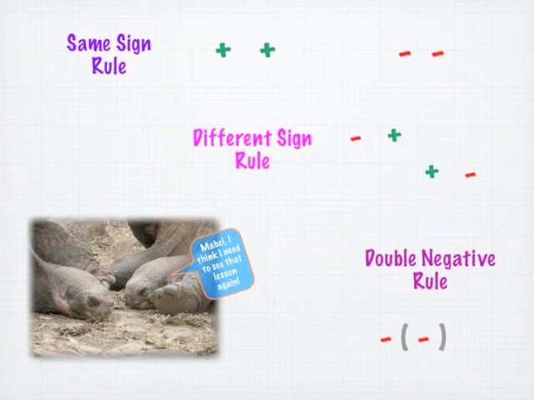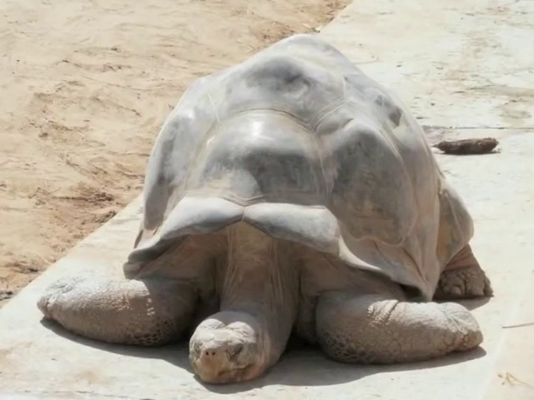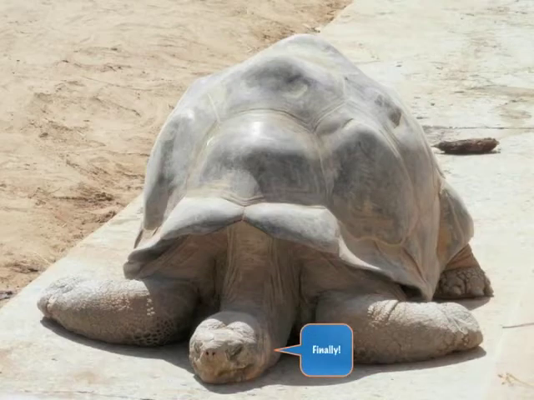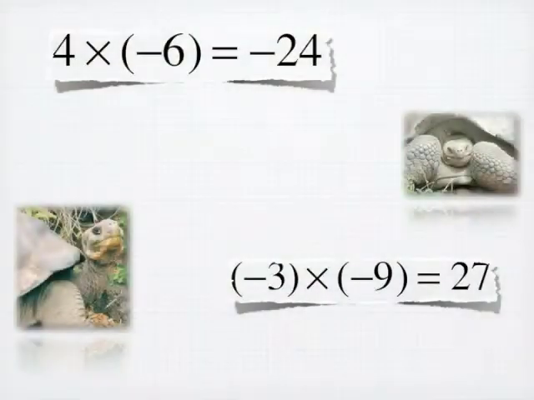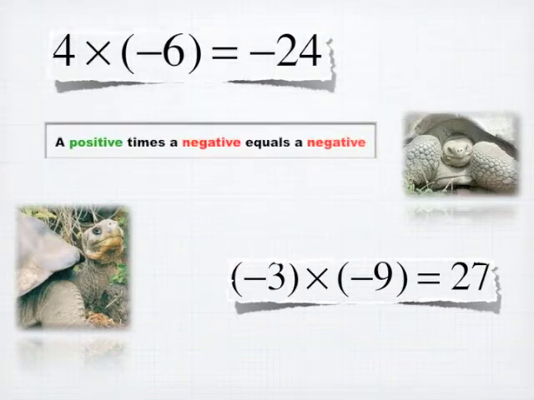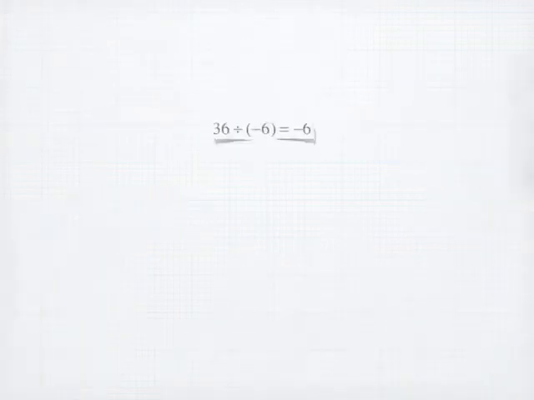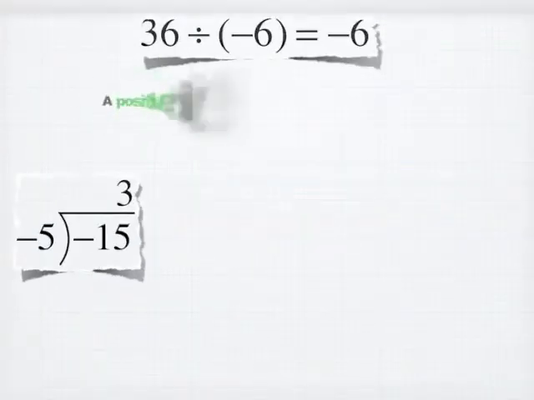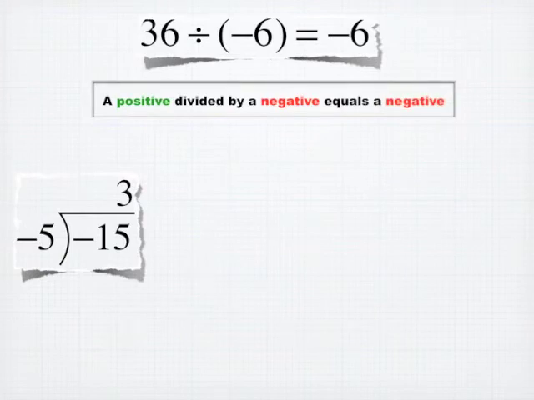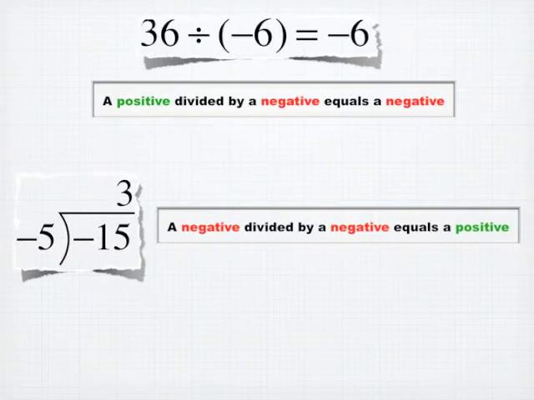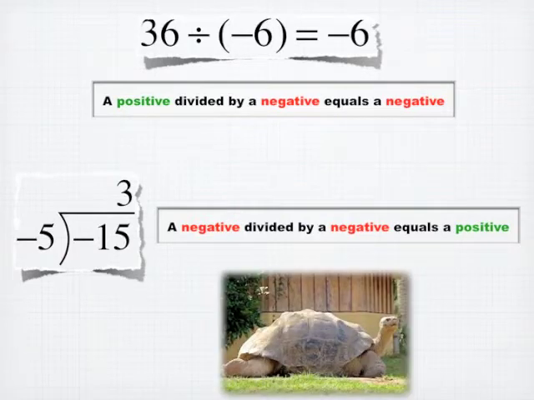Now here's a different rule for multiplying and dividing integers. At least it's only one rule. But first, let me remind you of what you learned in elementary school. Remember this? A positive times a negative equals a negative, and a negative times a negative equals a positive. Look and sound familiar? This also works for division, right? A positive divided by a negative equals a negative, and a negative divided by a negative equals a positive. Well, can you guess how it changes for pre-algebra?